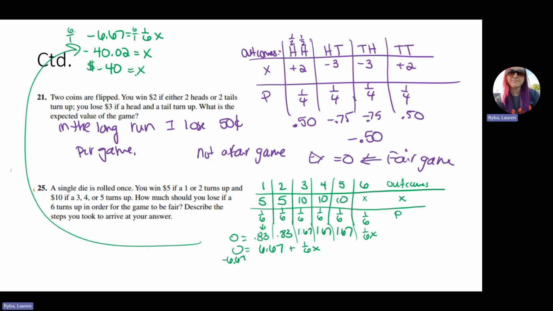if I roll a 6. So gain $5 if I roll a 1, $5 if I roll a 2, 3, 4, or 5, I gain $10. I'm going to lose $40 if I roll a 6.